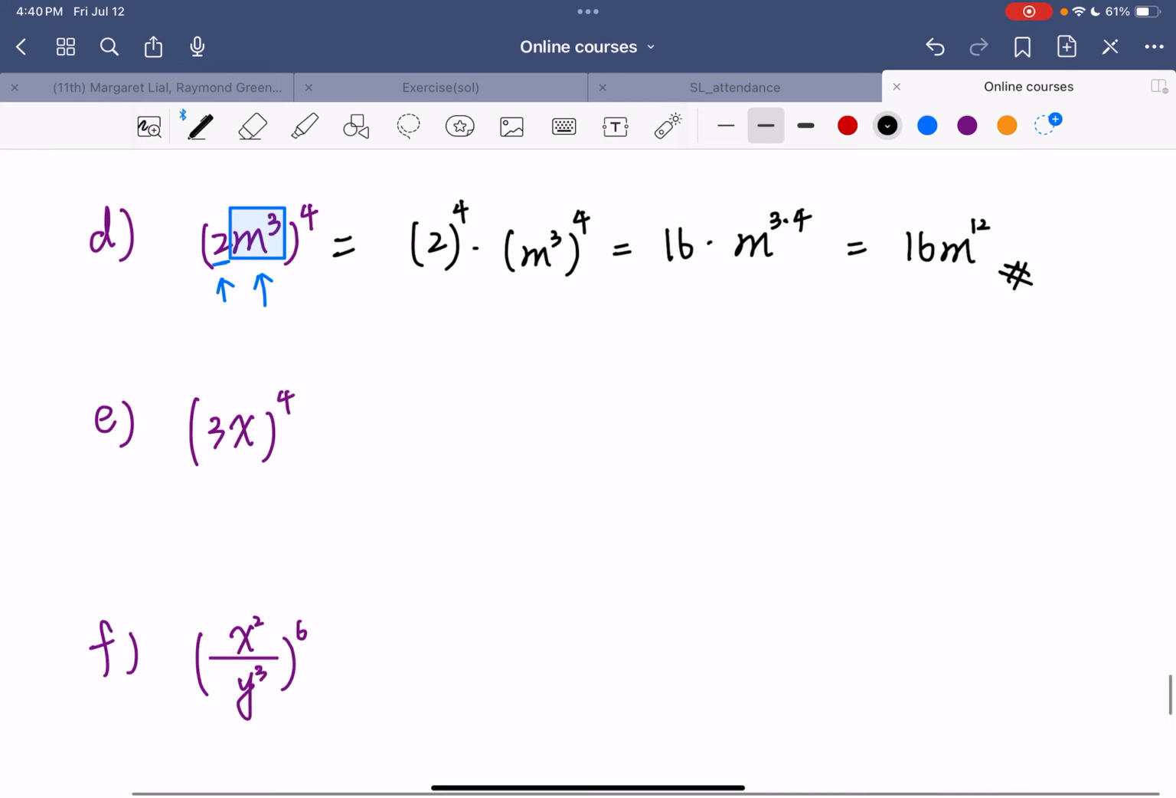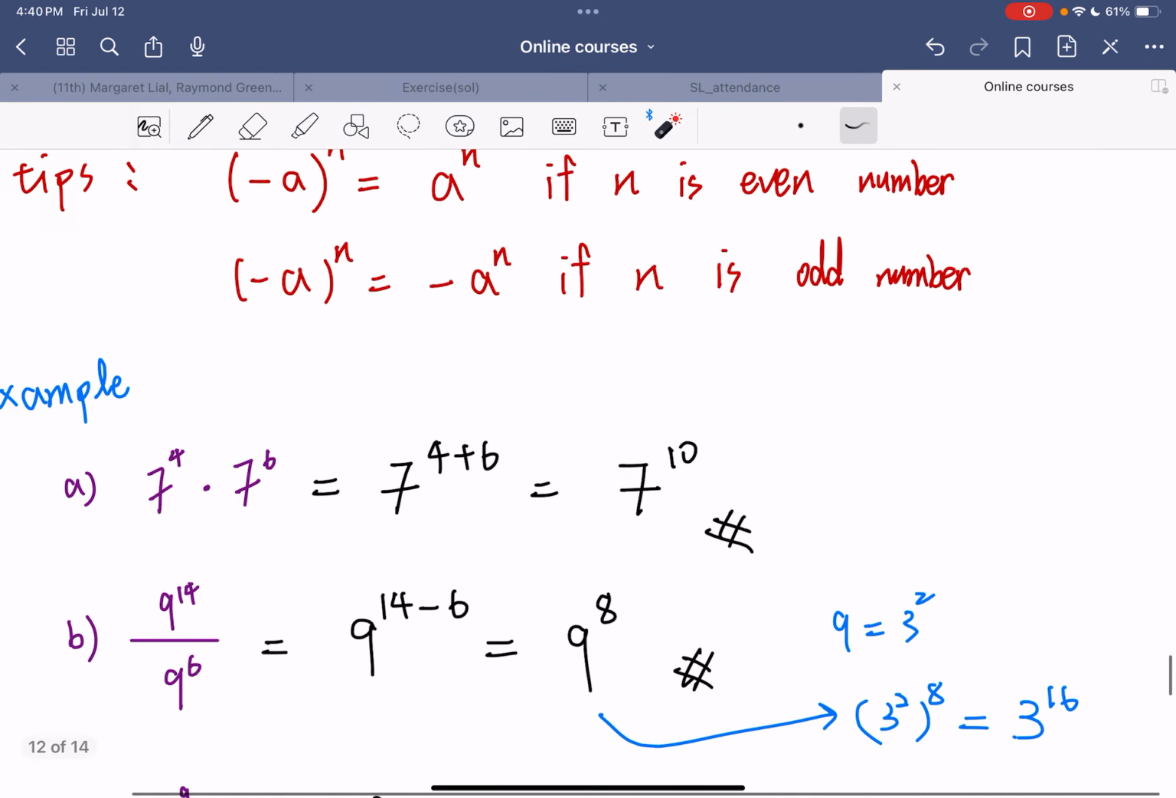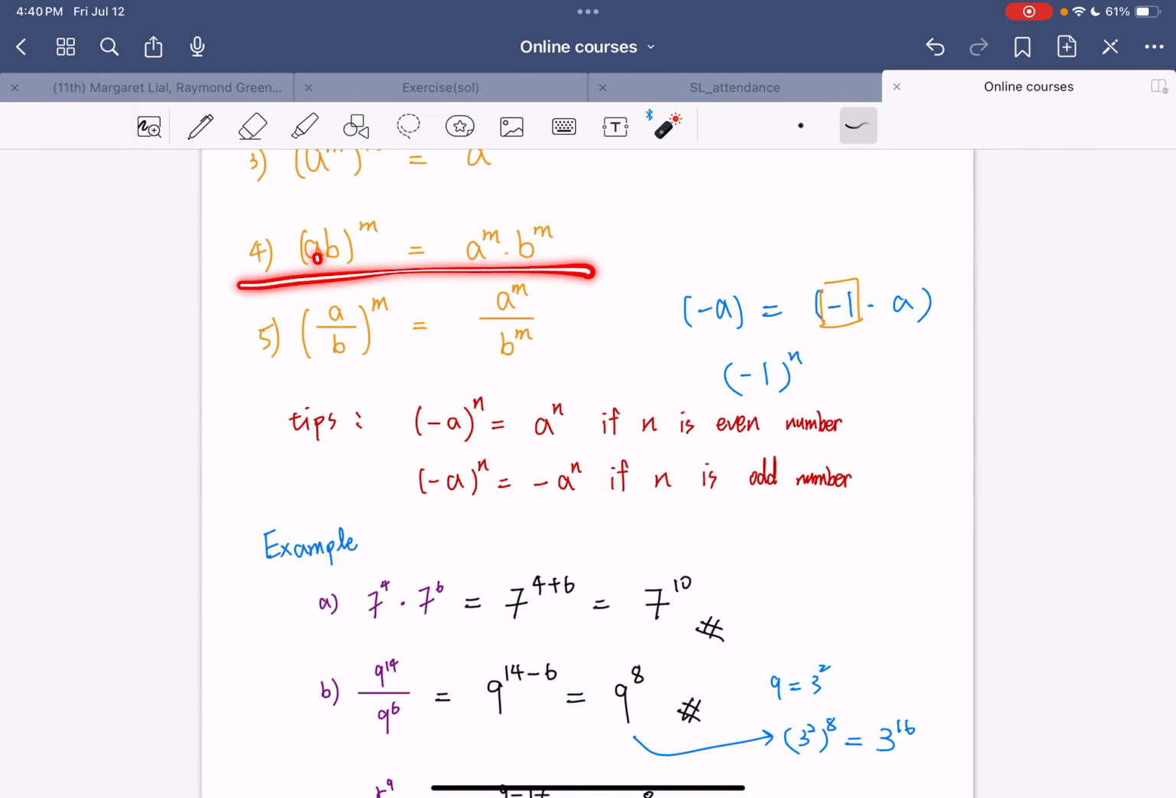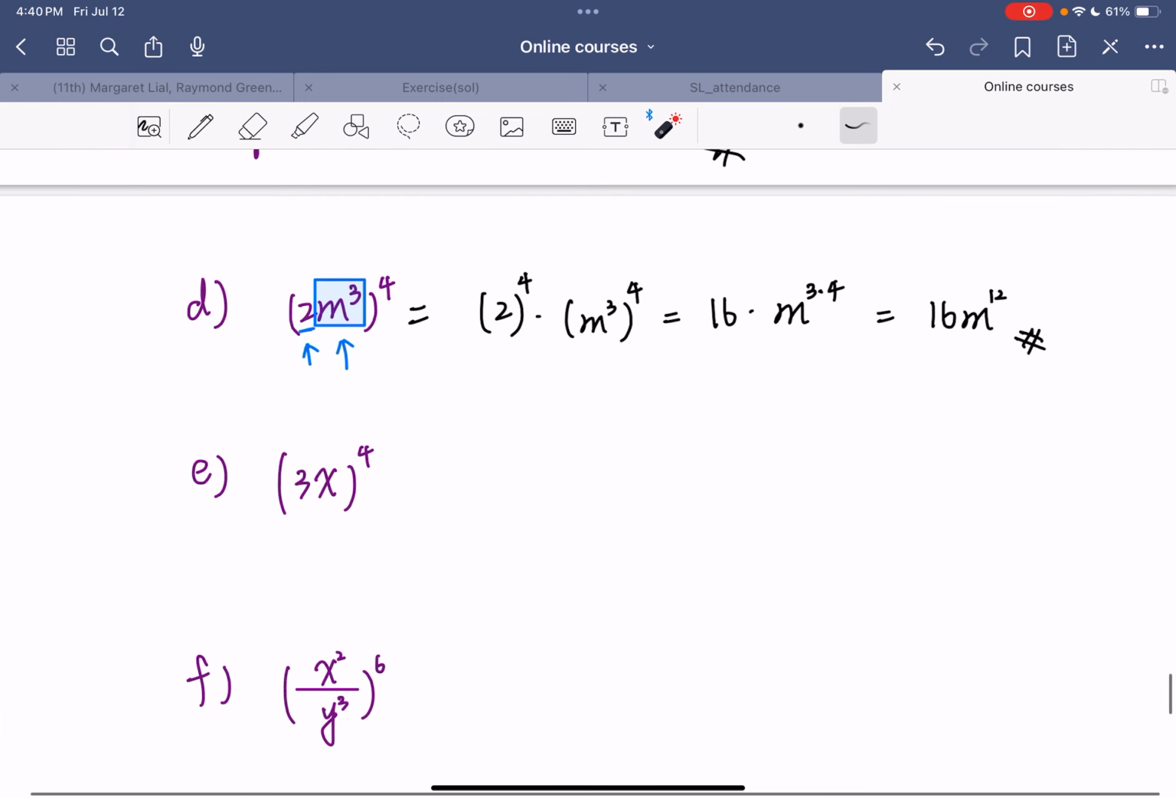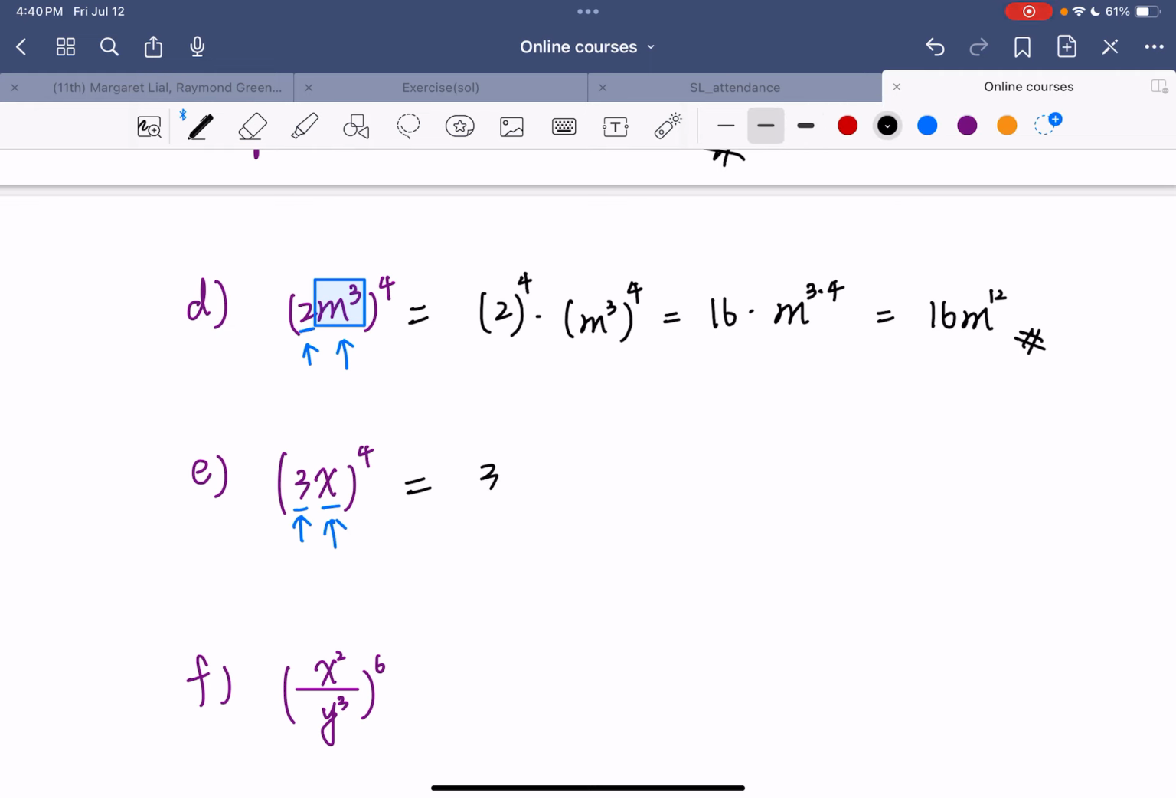This one will use property 4 up there. Property 4, we got 2 elements in a bracket, and we got an exponent outside of it. So let's do it. The first element we got is 3, another is x, so we do it one by one. First is 3 power of 4, and then we got x power of 4. We times them together.